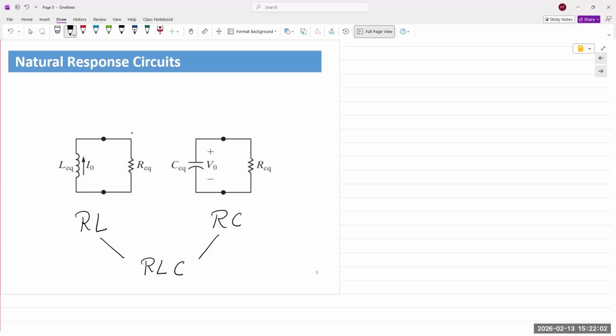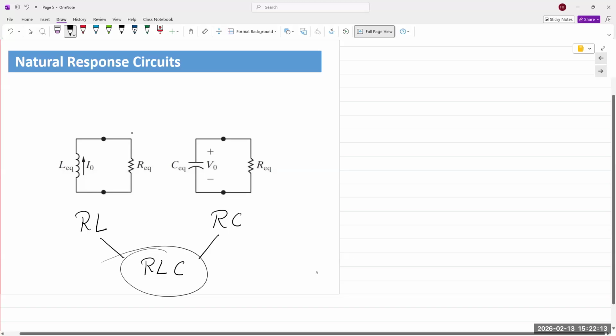Okay, and that's also labs 6, 7, and 8. There are some interesting applications when you have R, L, and C in a circuit.